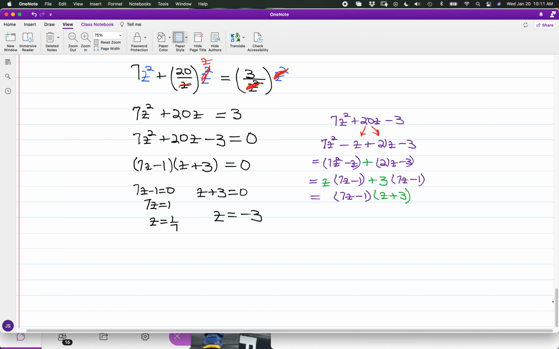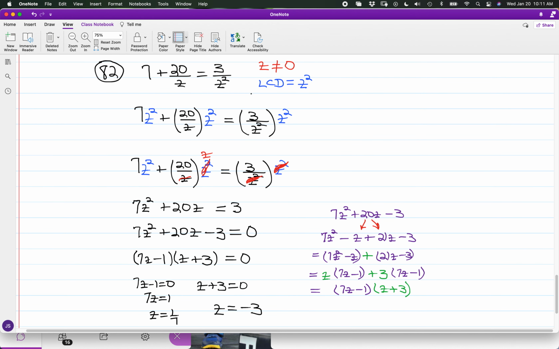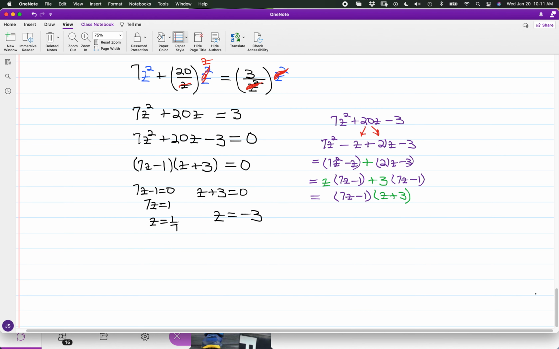So for the overall picture, whatever we have for z cannot be equal to 0, and instead of 0 we have a positive and a negative value. So the stipulation is satisfied with both of these amounts for z. So this equation has two solutions: positive 1/7 and negative 3.